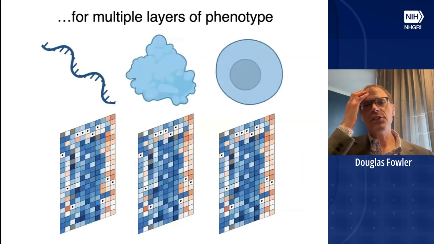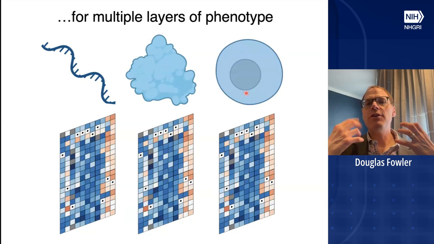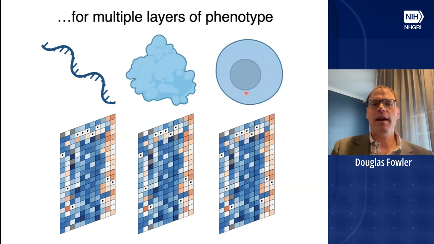And to do that not just for one layer of phenotype, like cell growth, but for many layers of phenotype: for transcription and transcriptional regulation, for protein abundance and activity, for cell morphology and behavior. If we did that, we would have a much more complete description of how variants act on the molecular level and on the cellular level to produce human phenotypes. And incidentally, as I've already showed you, this type of data will be hugely helpful in interpreting variant effects.